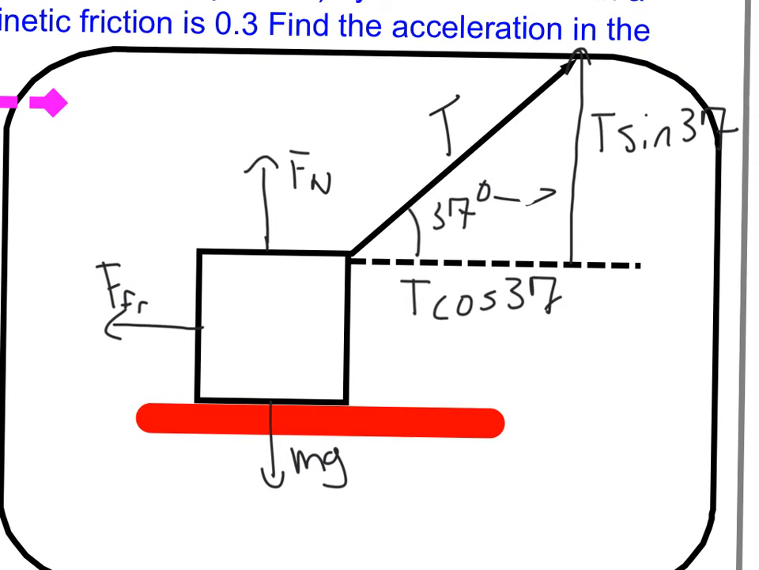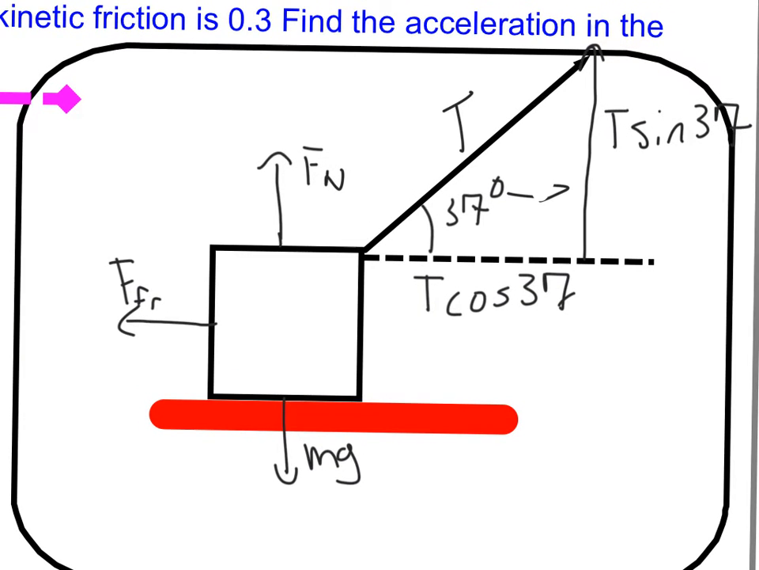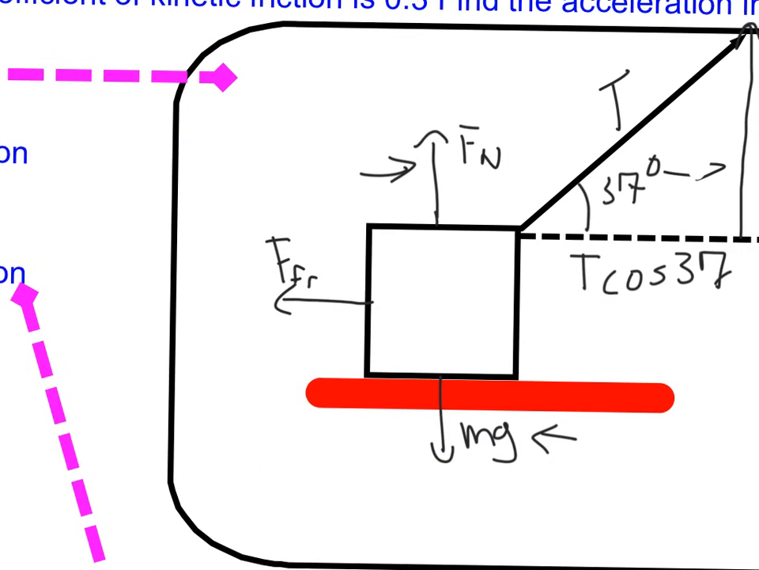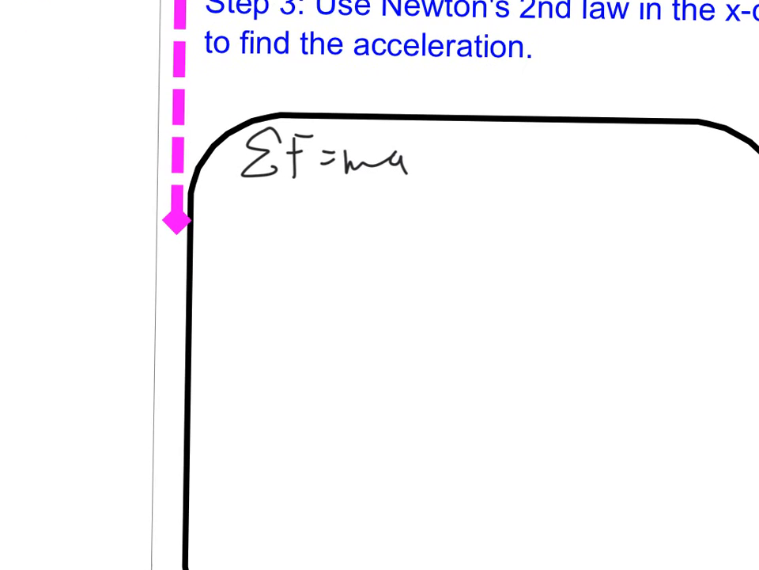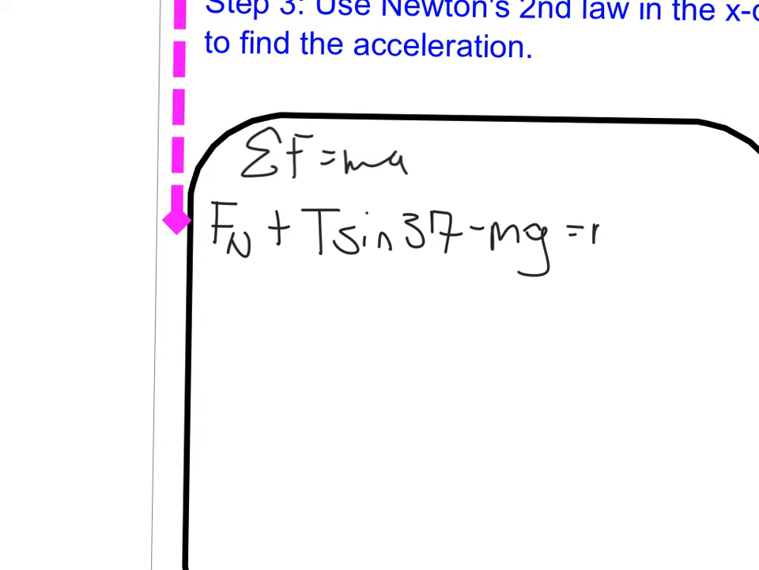So as we're looking in the y direction, the only forces we have are our normal force, our T sine 37, and our weight. So let's go ahead and set up a net force equation for that. Again, net force equals ma. Net force is upward. We've got the normal force and T sine 37. So force normal is positive, and our T sine 37 is positive, and our weight is negative, mg, and that is equal to the mass times the acceleration of the object.